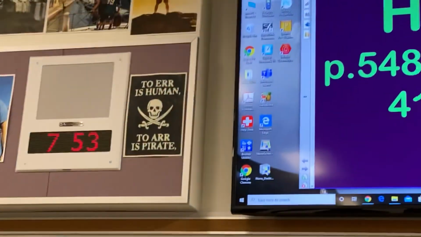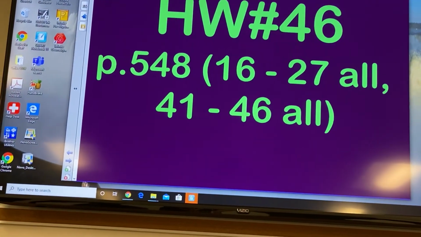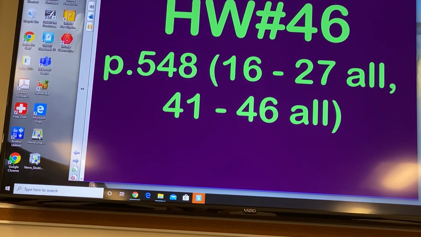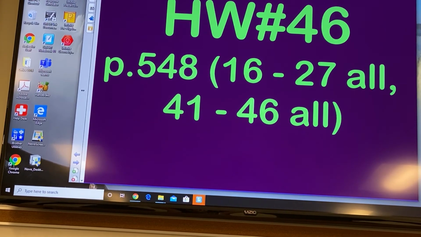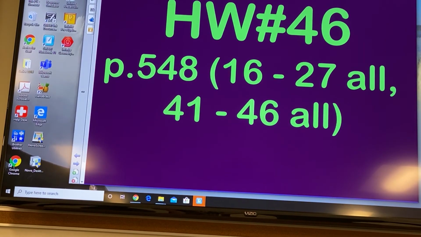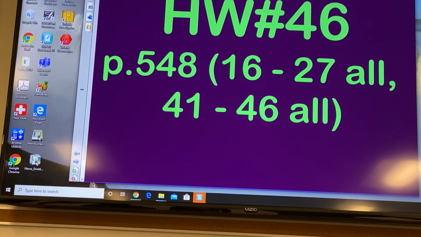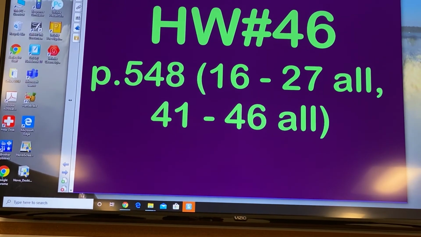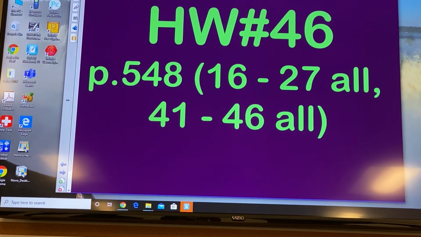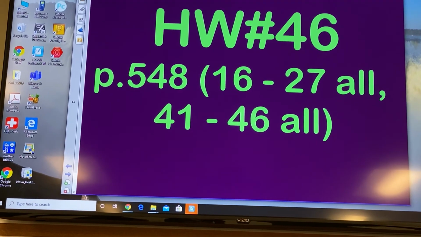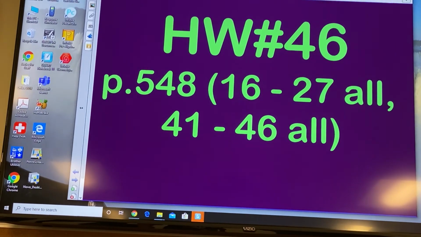And there is the homework. Homework number 46. Page 548, 16 through 27 all, and 41 to 46 all. So there you go. That's the homework for this assignment. Again, it shouldn't be too difficult. It shouldn't take you too long. It's a fairly quick deal.